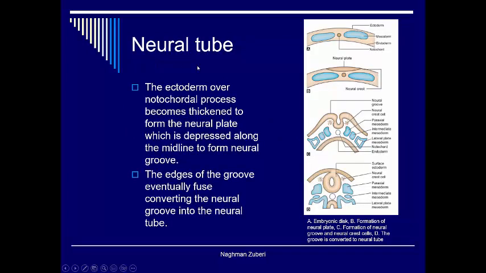Neural tube. The ectoderm over the notochordal process becomes thickened to form the neural plate, which is depressed along the midline to form the neural groove. The edges of the groove eventually fuse, converting the neural groove into the neural tube. Like over here we can see this is the neural groove and then the neural tube is formed.